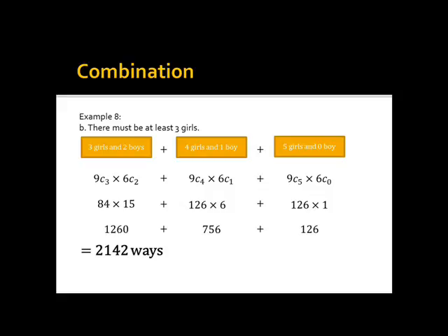So the formula will be 9C3 times 6C2 plus 9C4 times 6C1 plus 9C5 times 6C0. We are going to add these combinations because all of them are independent events. So the answer will be 84 times 15 plus 126 times 6 plus 126 times 1, which is equal to 1,260 plus 756 plus 126, which is equal to 2,142 ways. There are 2,142 ways you can select a committee of 5 with at least 3 girls.